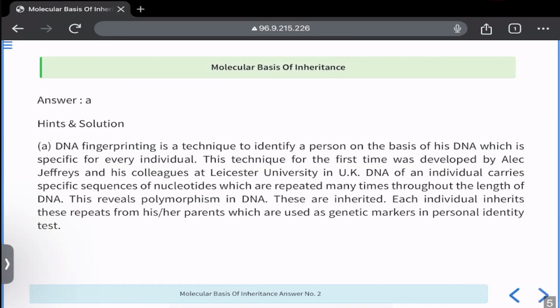So DNA fingerprinting is a technique used to identify the person on the basis of his DNA, which is specific for every individual. The technique for the first time was developed by Alec Jeffreys and his colleagues at Leicester University in UK. DNA of an individual carries specific sequences of nucleotides, which are repeated many times through the length of the DNA. This is called restriction fragment length polymorphism.